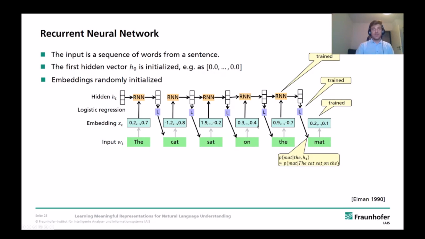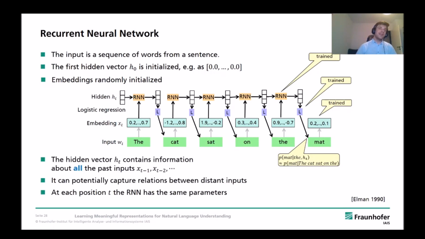After this has been trained, we have hidden vectors after each embedding that we input, which should have a meaningful representation of the context. And because we're using recurrent neural networks, they should potentially also capture relations between very distant inputs. Important here is that this recurrent neural network stays the same at each position. So it's not different recurrent neural networks, but the same one which has been trained at each of these positions and shares the parameters. Again, we need no manual annotation, so this is very similar to Word2Vec. We're just doing self-supervised training on the data itself.